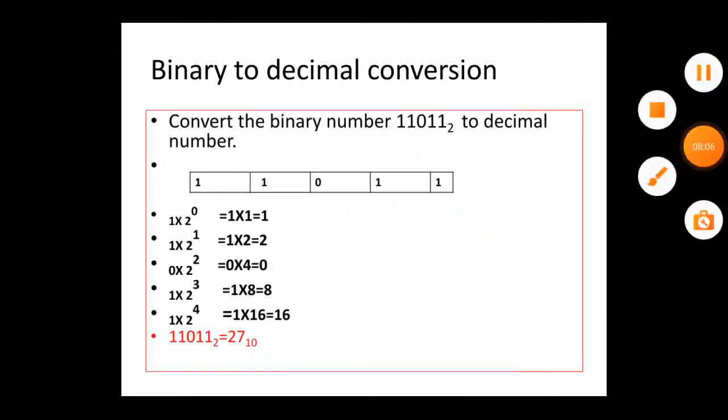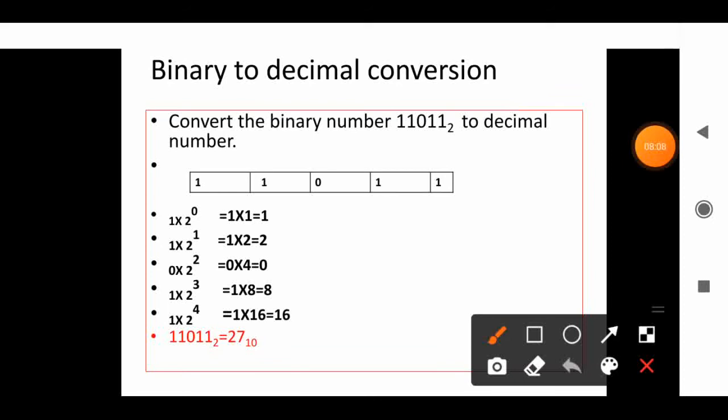The next conversion is binary to decimal conversion. What is the value of the binary base value? Binary base value is number 2. Okay. Now we are going to convert the binary number 11011 to the decimal number. What is our number? 11011.